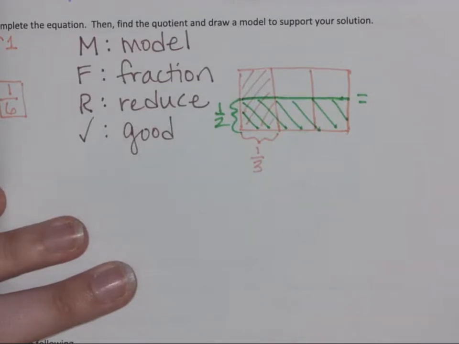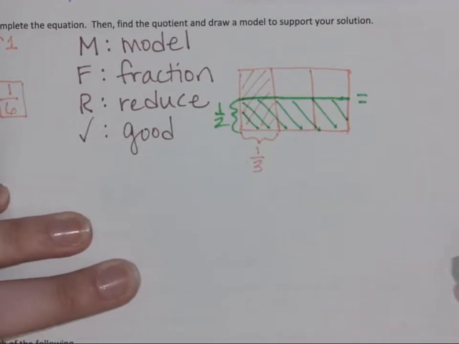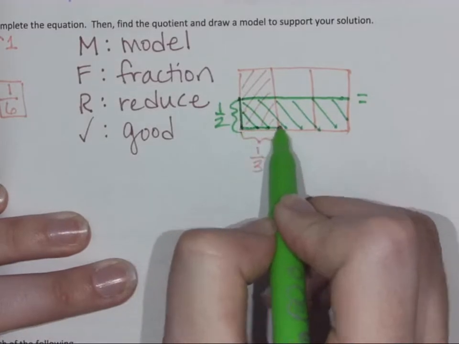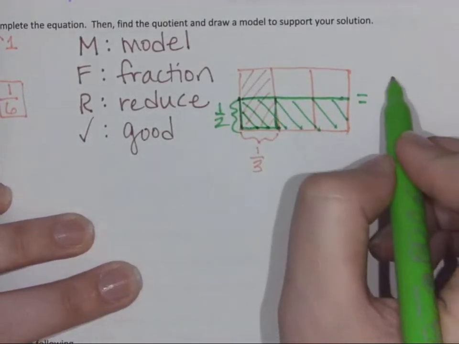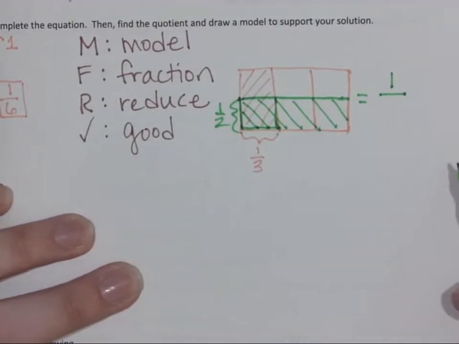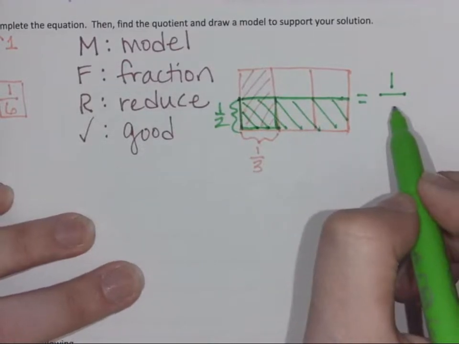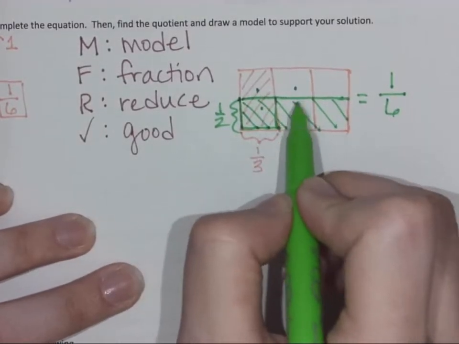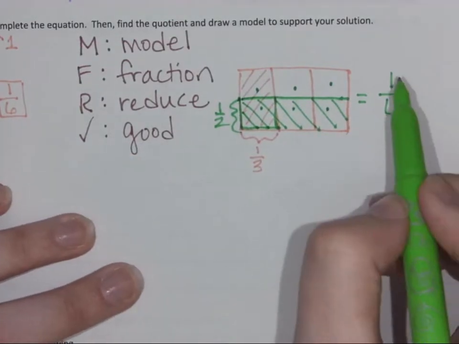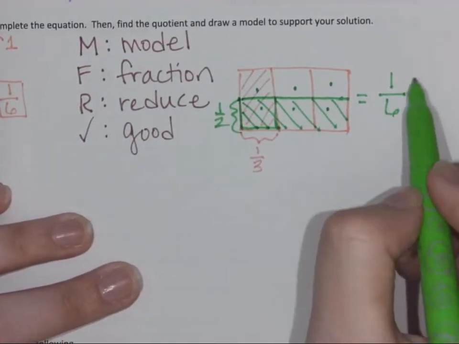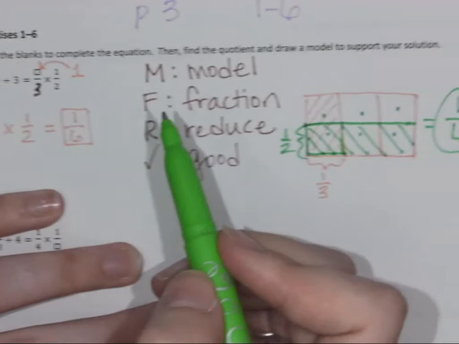I want you to tell me the numerator. How many parts are shaded orange and green? Just 1. And how many parts total, Nathaniel? 6. Good. 1, 2, 3, 4, 5, 6. So 1 out of 6 parts. Did we get the same answer? Yes, we did.